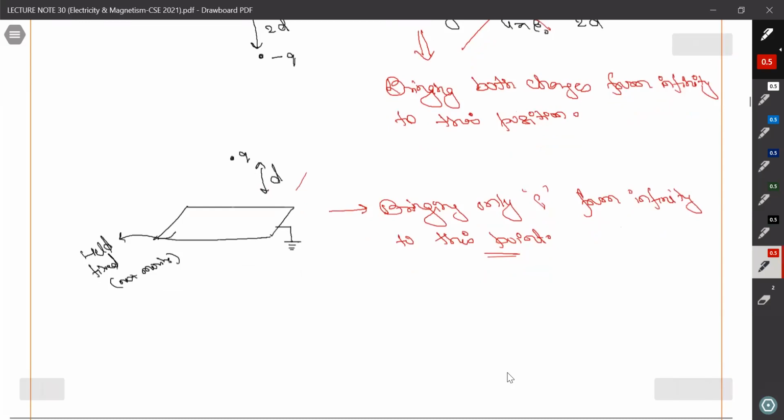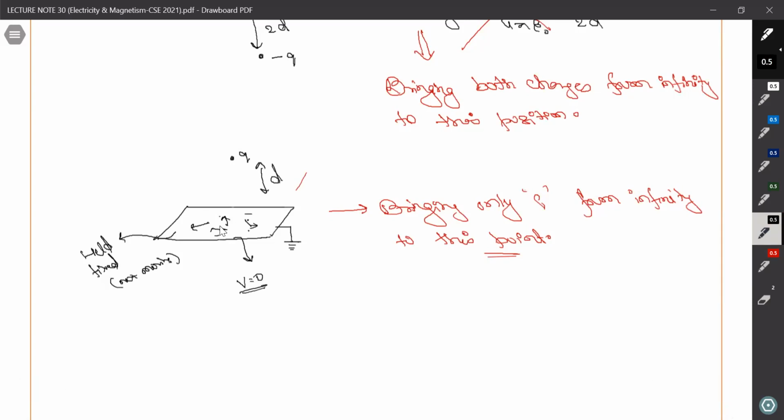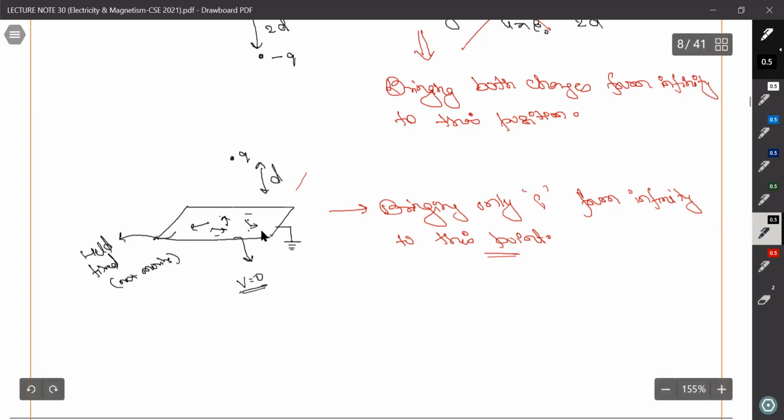Now understand one thing. You will say that some of these charges induce here also, right? So will they move? Yes, they will move. When the force is between them, they will repel each other. But here V is 0. So the energy in the movement of these particles will not be counted here. Right? So here what will be the energy? We can simply write it using the formula, right?